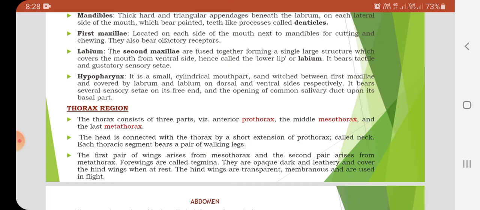The next part is the labium, also called the second maxilla. Labium is the appendage of the sixth head segment. It is a broad plate forming the posterior margin of the preoral cavity, so it is called the lower lip. It is formed by the fusion of two biramous appendages, the second maxillae. It consists of the following parts.